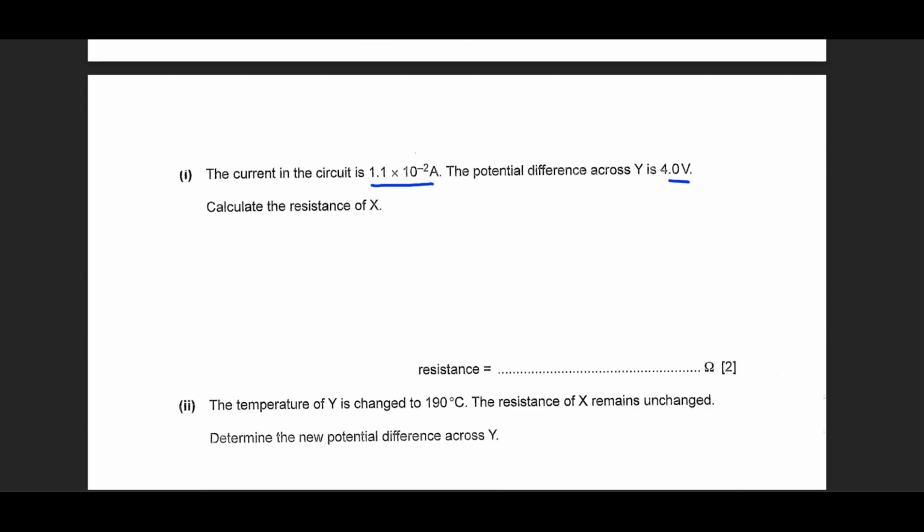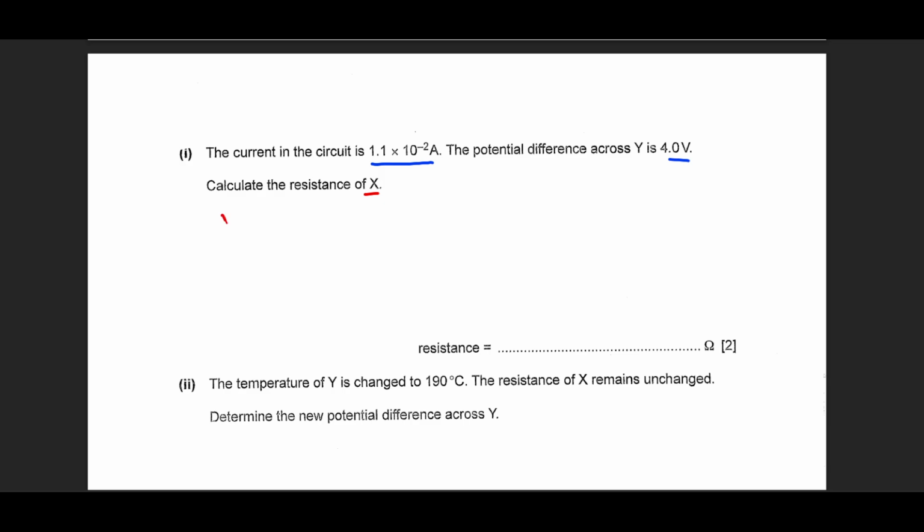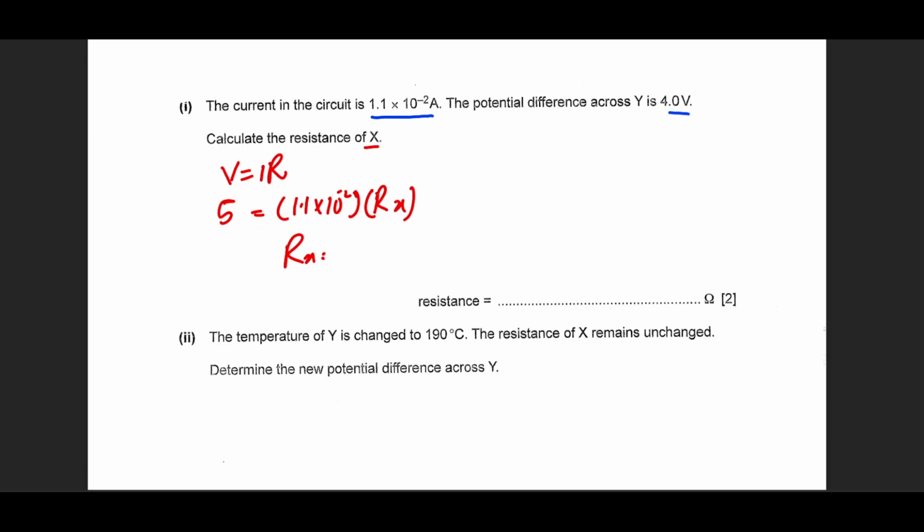So he's asking me the resistance of X. No problem. So that will be V equals IR. Since it's a series circuit, the current will remain the same, which is 1.1 into 10 raised to the power minus 2. Resistance of X, we don't know, but what voltage is it consuming? It's consuming 5 volts as calculated previously. So the resistance of X comes out as 454 point something ohms, which is going to get to 450 ohms.